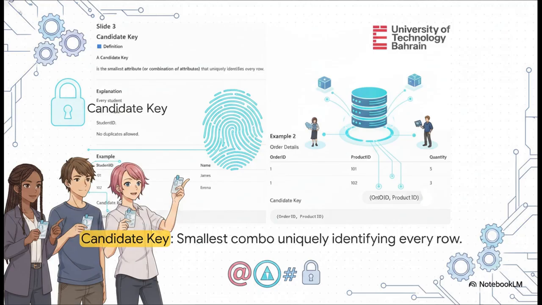But sometimes one piece of data just isn't quite enough to guarantee uniqueness. That's where a candidate key steps in. A candidate key is the absolute smallest combination of attributes that uniquely identifies every single row in a table. Imagine you're tracking employees and the projects they're working on. An employee ID alone won't work because one person can work on many projects, right? And a project ID alone won't work because a ton of people might be on one project. But combine them together, employee ID plus project ID, and suddenly you've got a unique fingerprint for that specific assignment. You have locked down the row.